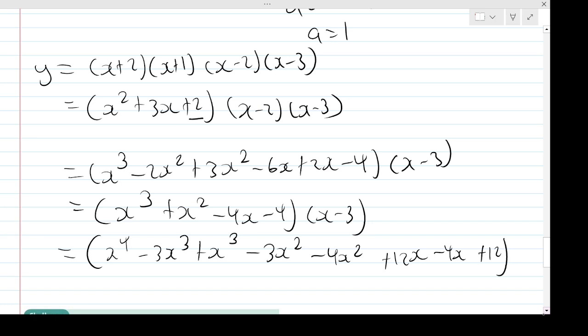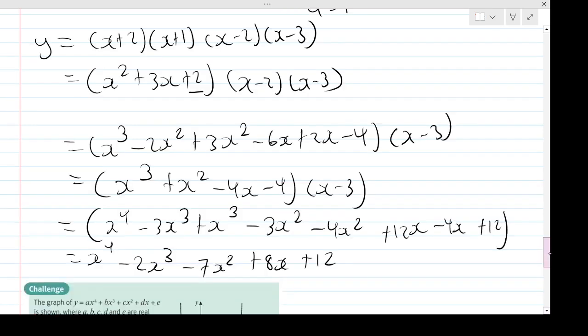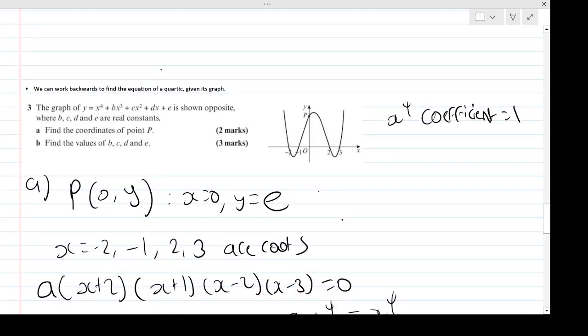So that's it, right? Finally we can simplify it to get x to the 4, then minus 3x cubed plus x cubed is minus 2x cubed. Then minus 3x squared minus 4x squared is minus 7x squared. Then we can collect the x terms: plus 12x minus 4x will be plus 8x. Lastly, the number at the end will be plus 12, and there we are. That's our quartic.